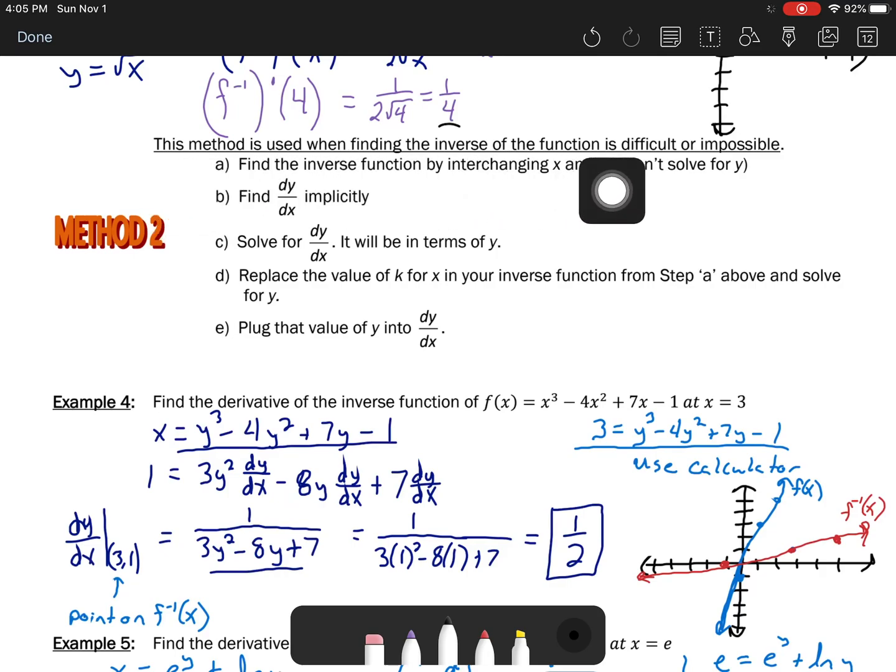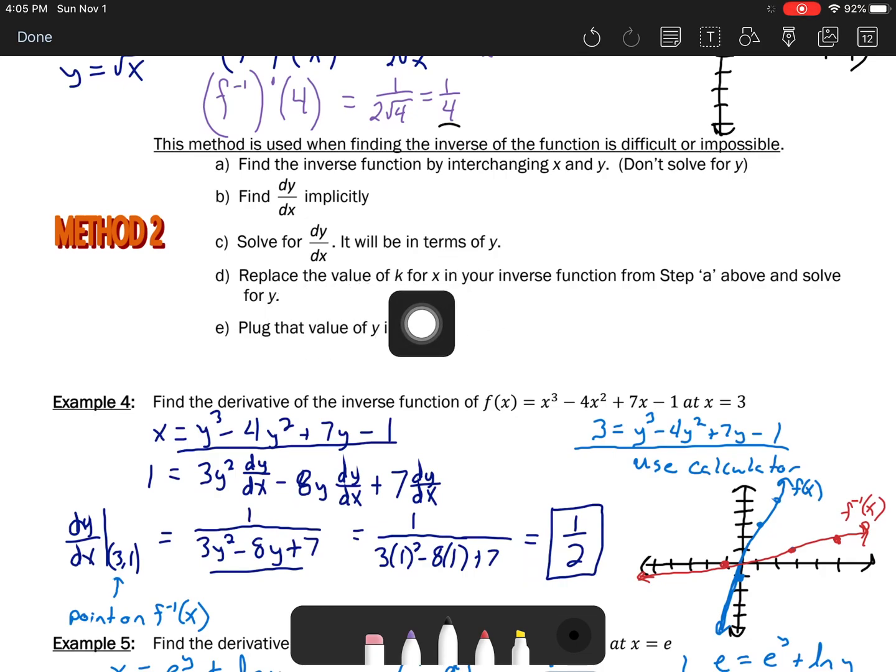It says this method is used when finding the inverse of a function is difficult or impossible, so you can't really solve for y. These are your steps. Find the inverse by interchanging x and y. Don't try to solve for y because it's not usually going to be possible. But because we've learned implicit differentiation, we're going to find the derivative of y with respect to x implicitly, and then solve for dy/dx, and it will be in terms of y.